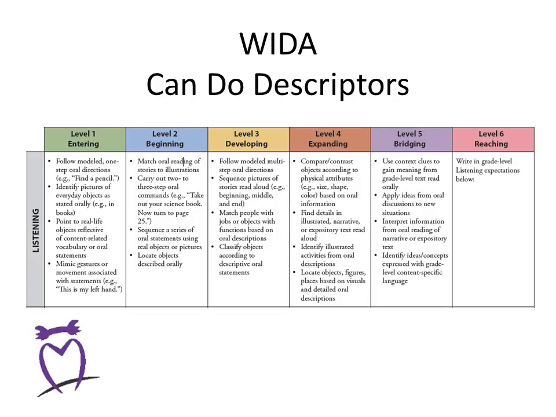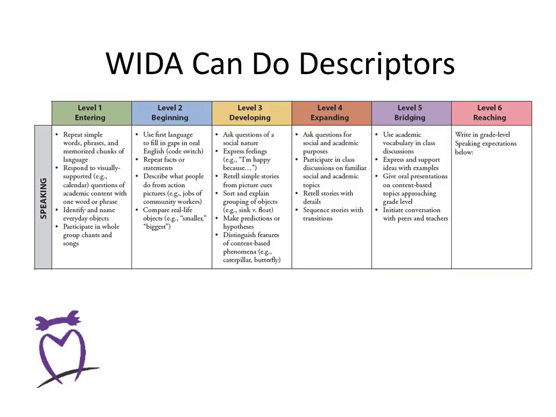As you can see on this slide, a level 1 student can do modeled one-step directions, mimic gestures, identify pictures of everyday objects. As their level of English proficiency increases, their ability to understand oral English and listen increases. When they reach level 5, the student can fluently listen to English.